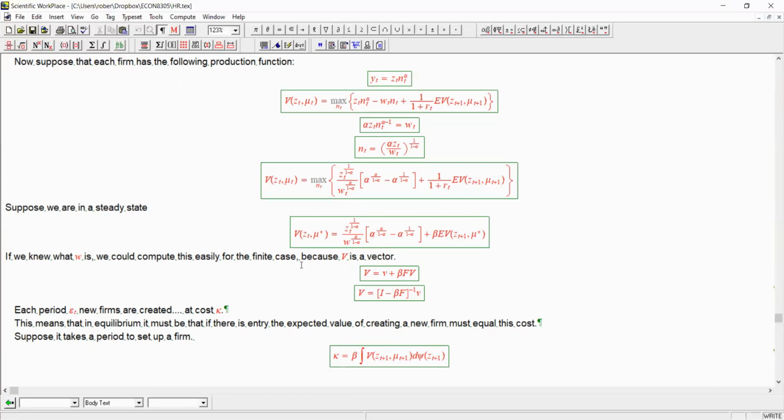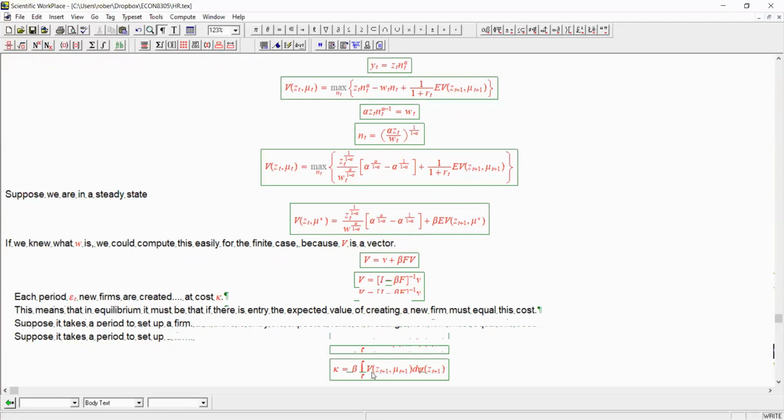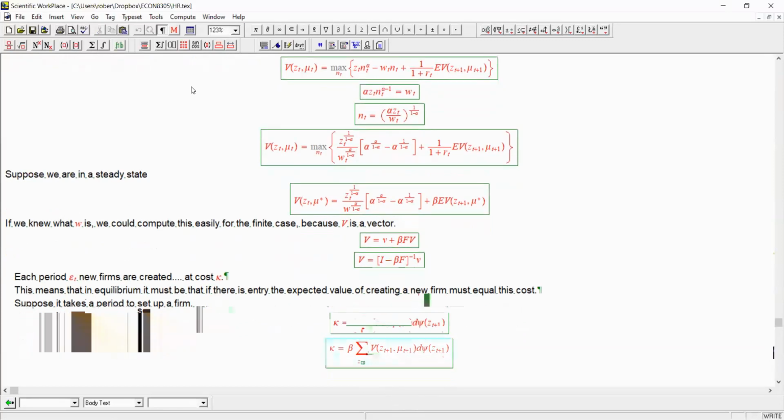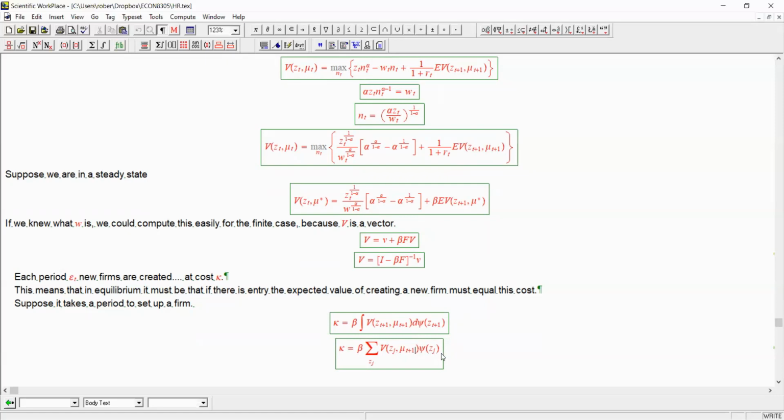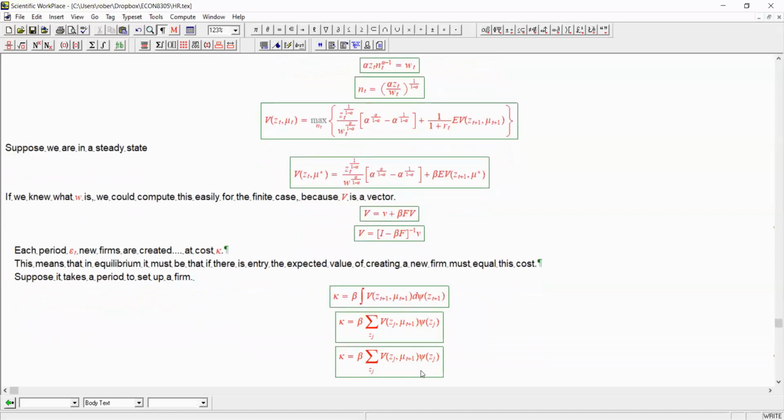In the finite case, what we get is, of course, a summation rather than an integral over all values zj that productivity might take, where psi is just the weights that they would get. And in the case of the steady state, we're going to have the steady state measure here. Great.